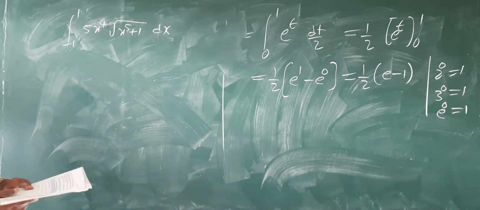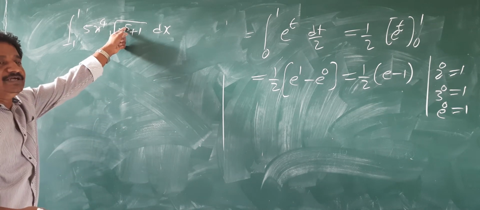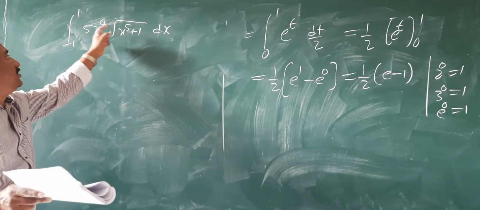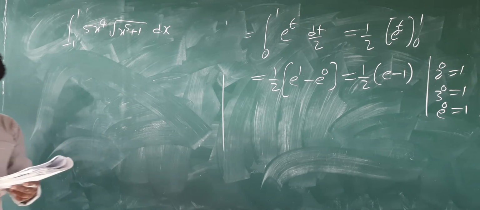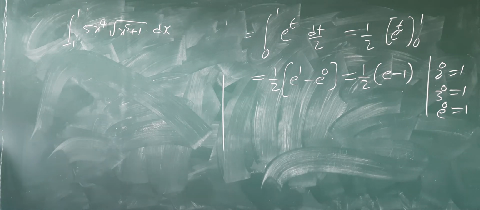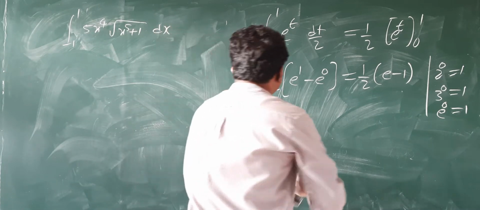Again you look at this one. So the put method works. If I put x power 5 equals t, differentiation of x power 5 is 5x power 4. We have that. Use the put method for this. You use the put method. So right. Put x power 5 plus 1 equals t.